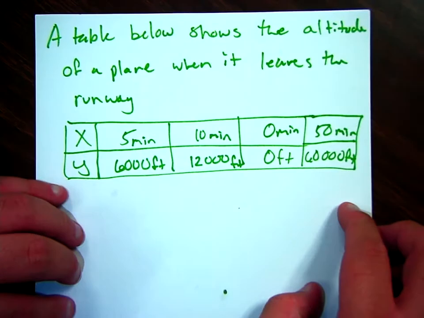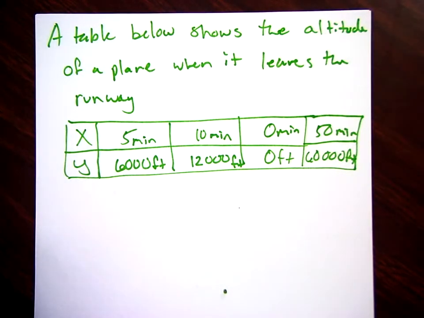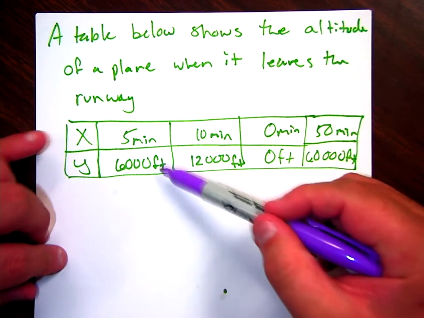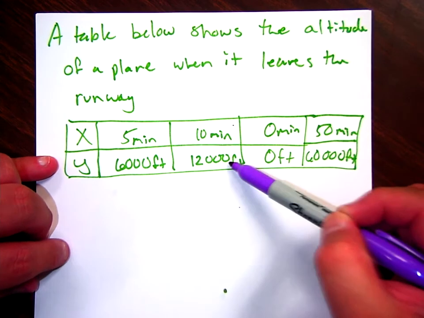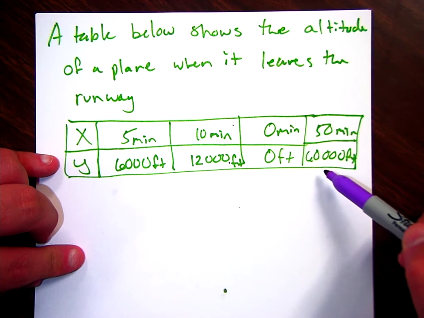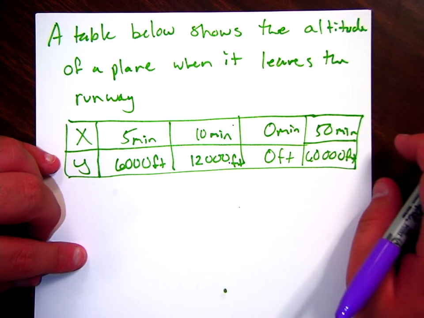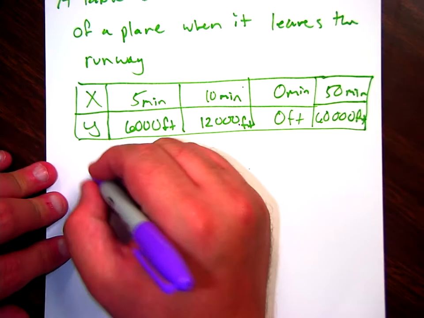Okay, next example. This is going to be from a table. A table below shows the altitude of a plane when it leaves the runway. So we have a plane, its altitude: after 5 minutes it's at 6,000 feet, 10 minutes, 12,000 feet, 0 minutes, 0 feet, 50 minutes, 60,000 feet. Given this table, we want to find the range.